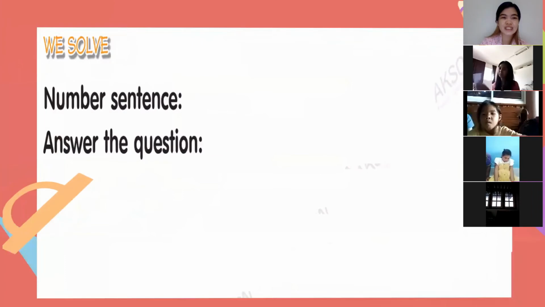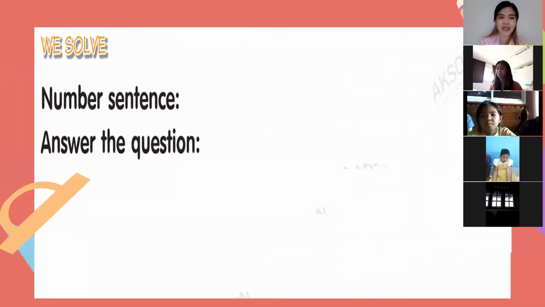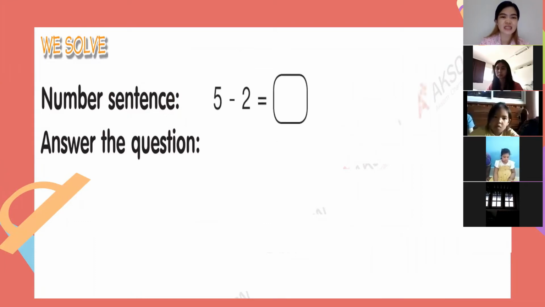So we're going to solve now our problem. So first, we're going to write the number sentence. So what is the number sentence? It is 5 because Peter has 5 pencils and he gives 2 pencils to City. So the number sentence is 5 minus 2 is equal to blank. So we're going to find out what is the answer to the question, okay?